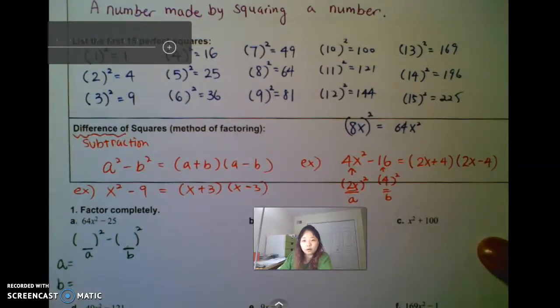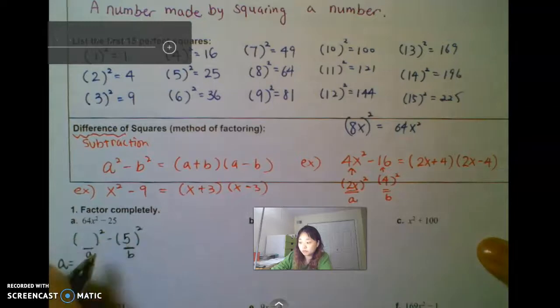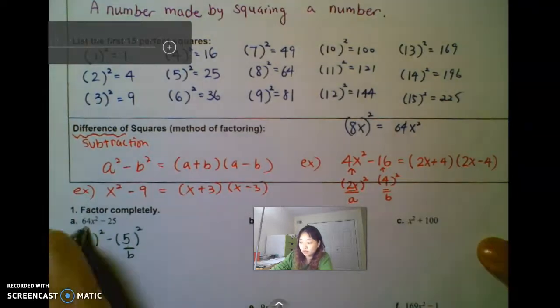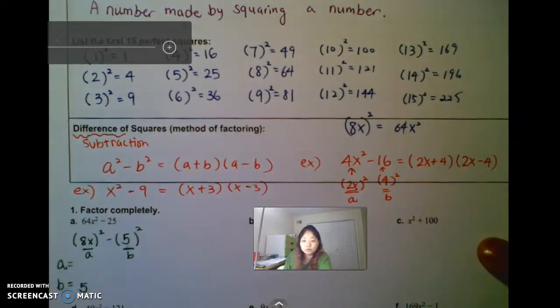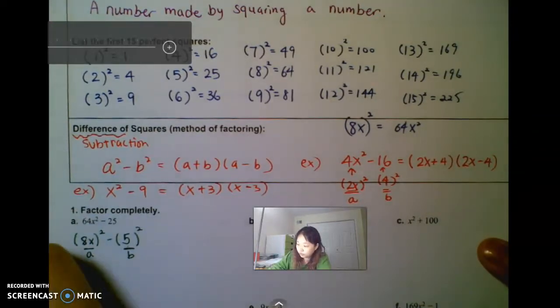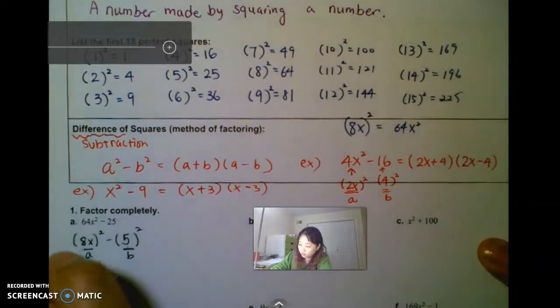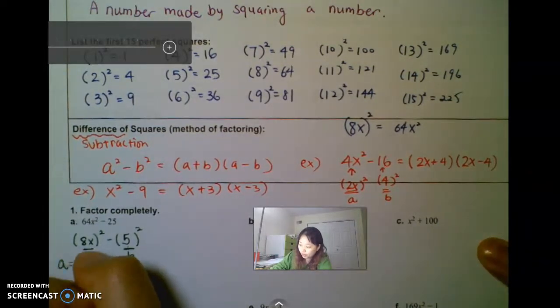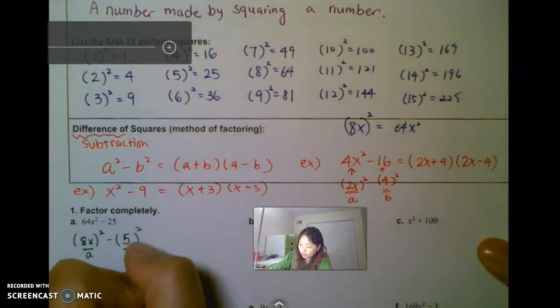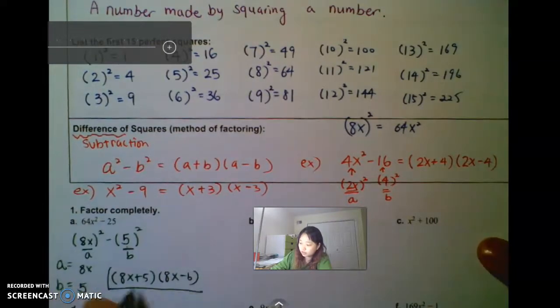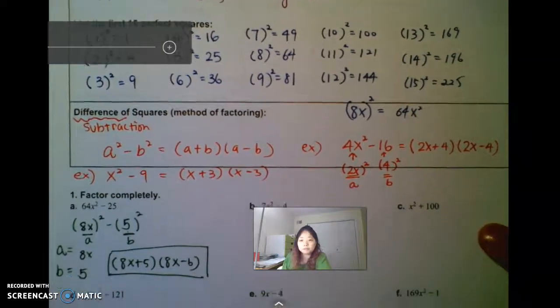So 25, you can simply take a square root. The square root of 25 is 5, so B is actually 5. Same thing, the square root of 64 is 8. And if you have x squared, that'll be just 1x, that way x times x is x squared. So now that you know what A and B are, you can just do A plus B and A minus B. That'll be how we factor.